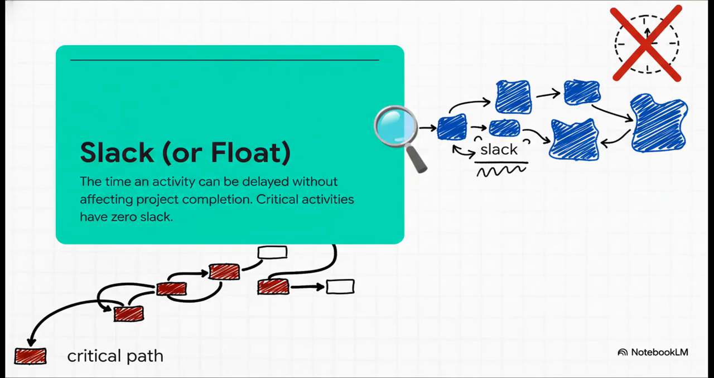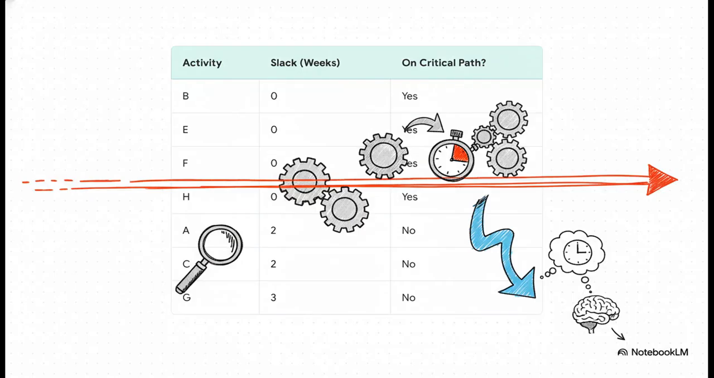And here's why that is so incredibly important. Any delay, even one day, on an activity that's on that critical path will delay the entire project. These activities have zero slack. And slack is just a fancy word for wiggle room. It's the extra time a non-critical task has before a delay on it starts causing problems for the final deadline. So if you look here, B, E, F, and H have zero slack. They are locked in on that critical path.